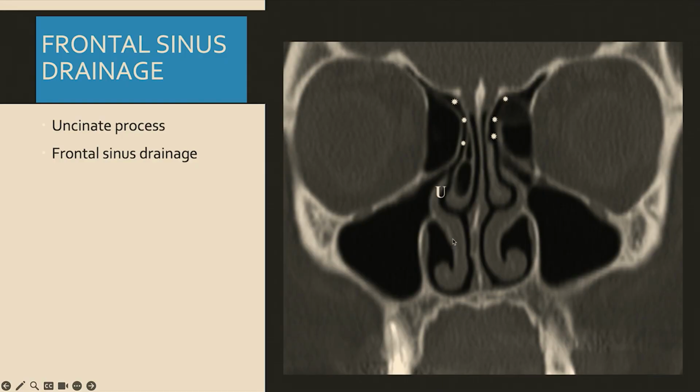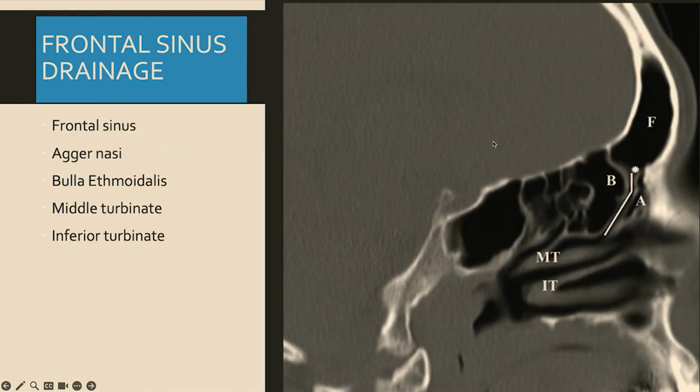Middle turbinate, inferior turbinate, and this little piece of bone right here is the uncinate process, and you can see the frontal sinus drainage pathway. And again, this is almost invariably best seen on the coronal, guys. So you want to be able to evaluate this tiny channel here on your coronals. That's the frontal sinus drainage, okay?